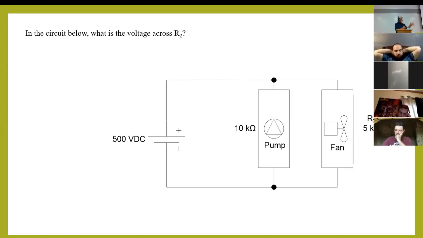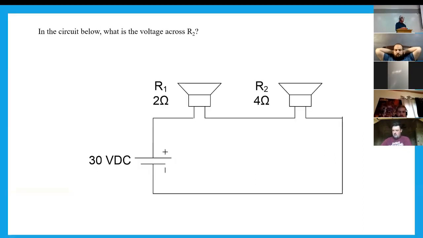But yes, in a parallel circuit, all of the devices have the same voltage across them, because the pump is hooked directly to the 500, and so is the fan. It's got a wire coming out of it, and it goes over to the 500. Here I've got a couple of resistors, and the voltage is going to divide proportionally. I'll let you figure that out on your own.